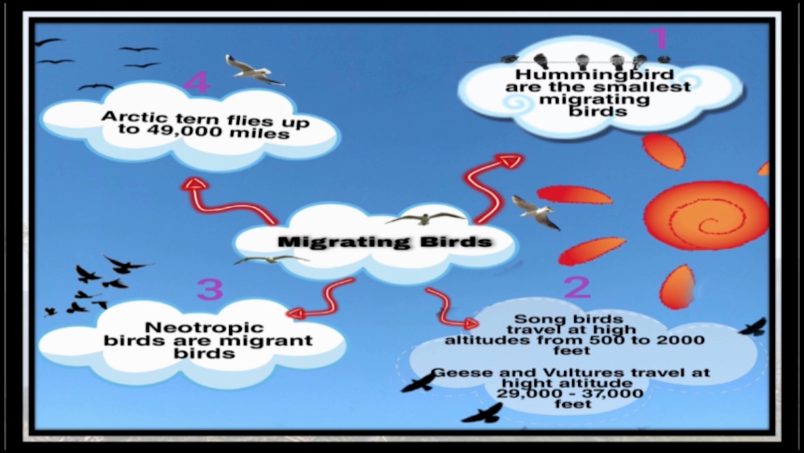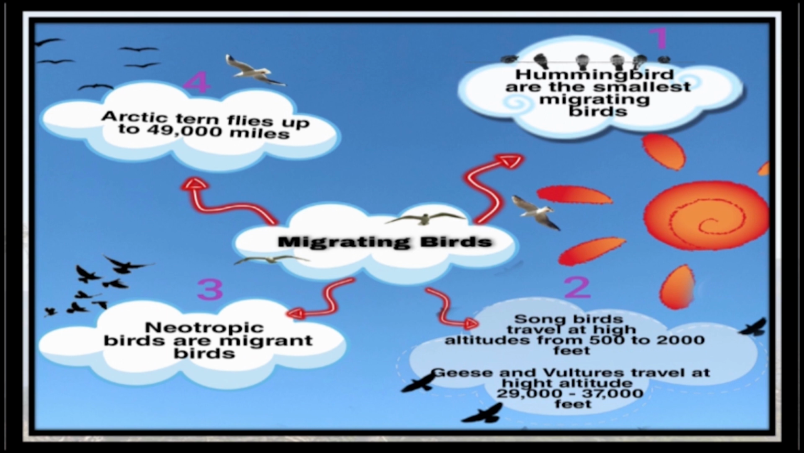Neotropic birds are a type of migratory bird. Neotropic birds are birds migrating from neotropic areas in Central America and South America. Neotropic migrators include the northern oriole, the indigo bunting, the rose-breasted grosbeak, and the ruby-throated hummingbird.